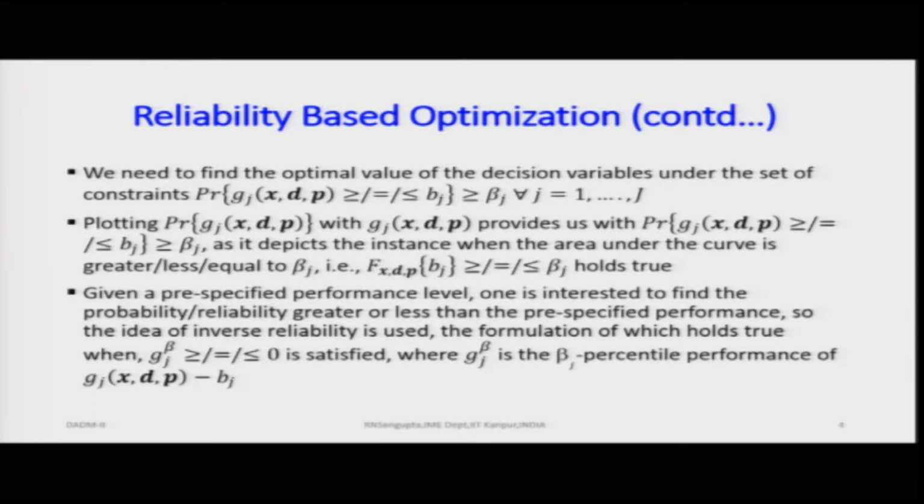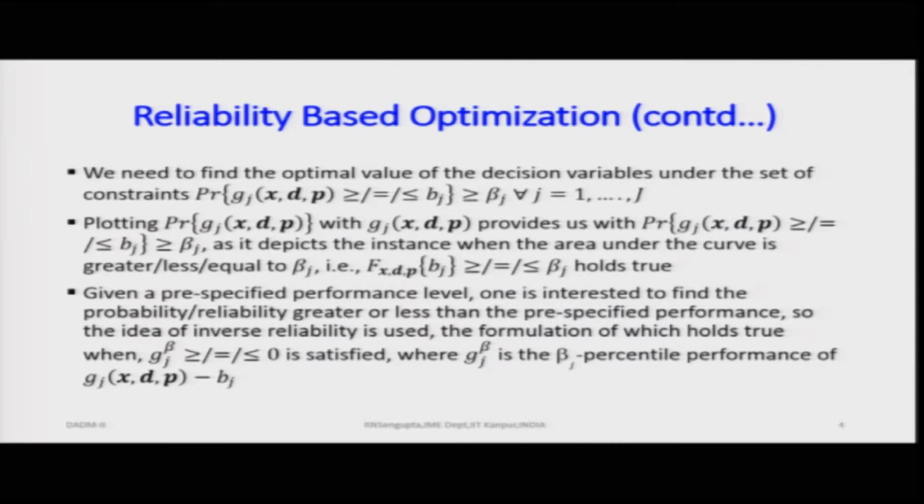It can be greater than beta j, less than beta j and equal to beta j. That is why I have written all the three constraints at one go in order to make you understand. Now, given a pre-specified performance level, one is interested to find out the probability, the reliability, greater than or less than the pre-specified performance.